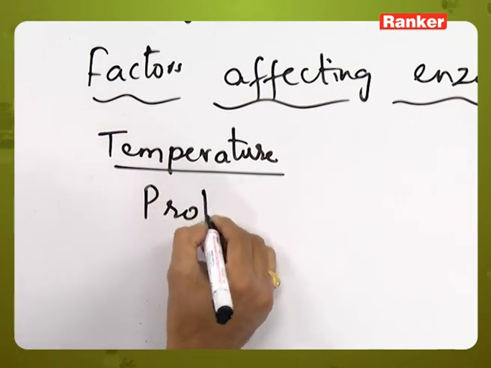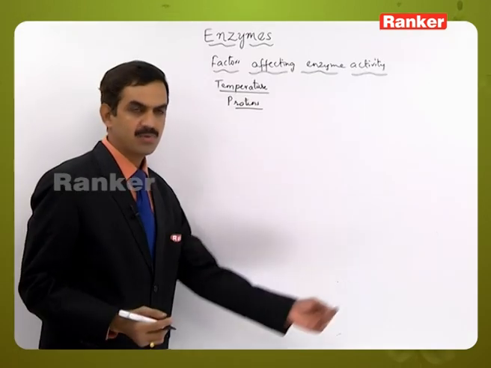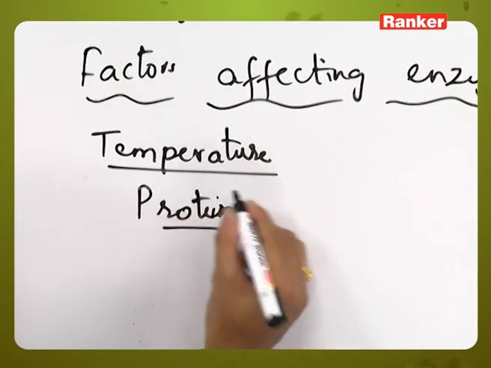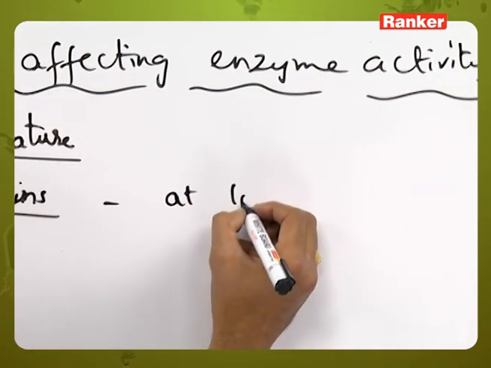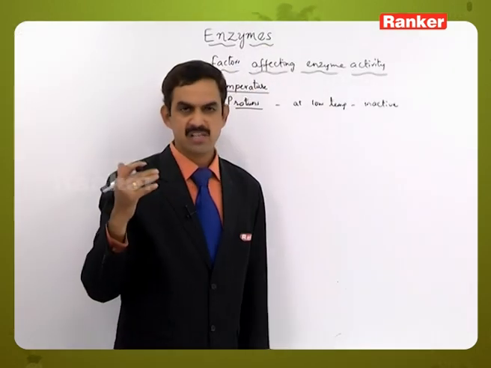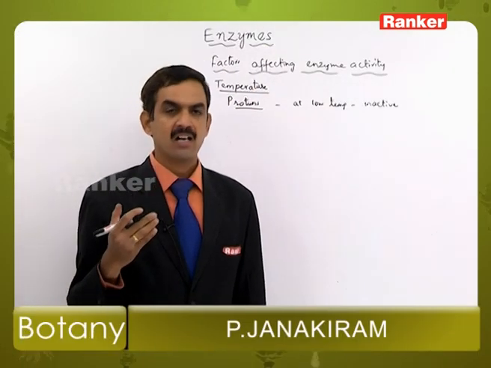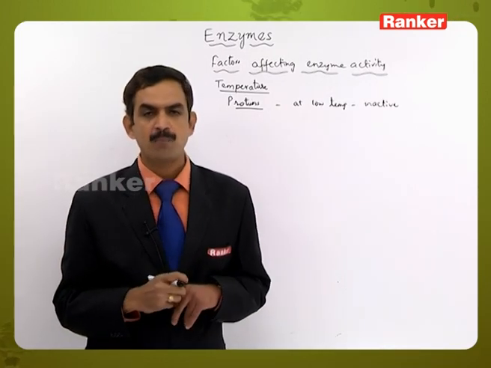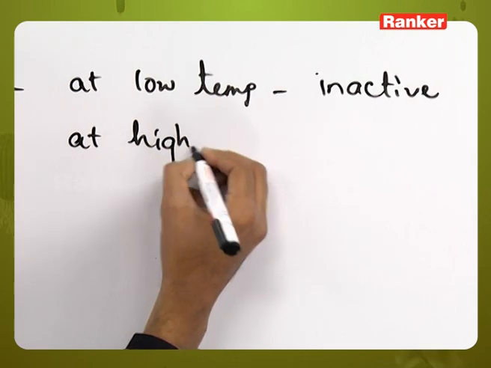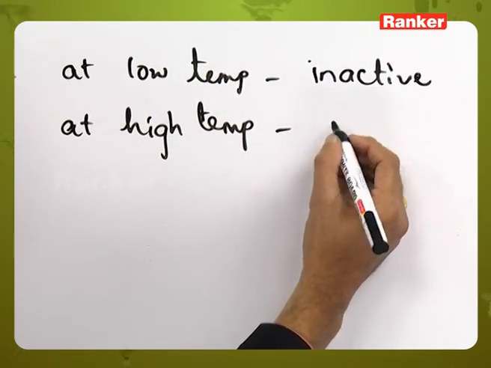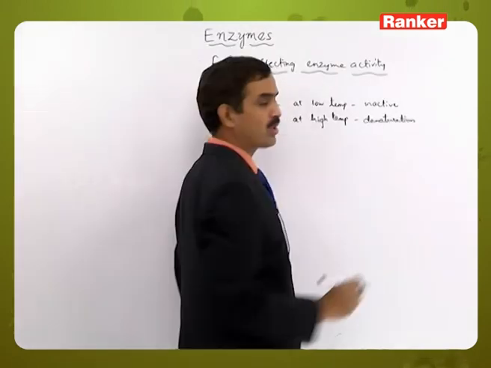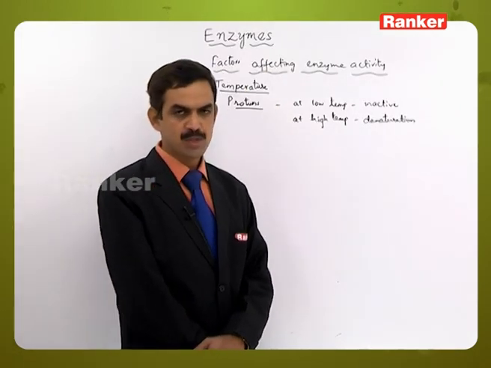As we said, all enzymes except some of them which are made up of RNA molecules are proteins. And as these are proteins, at a low temperature they remain inactive, but as the temperature increases, the activity also increases, and the peak level of the activity is reached at an optimum range of temperature. And beyond that optimum range, that is at high temperatures, the activity decreases because of denaturation of the protein nature of the enzymes, that is, destruction of the enzymes will take place at high temperatures.